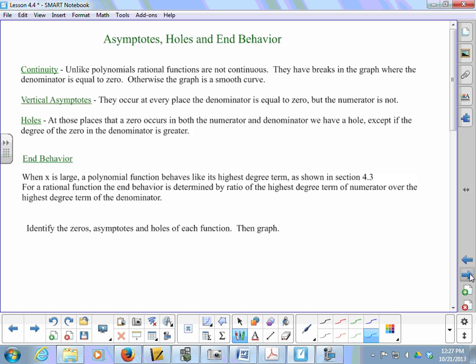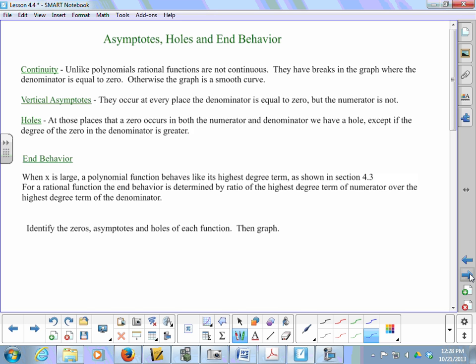Now, we have some vocabulary we just need to talk about. Continuity. Unlike polynomials, rational functions are not continuous because there are places where the denominator is equal to 0, and so the graph cannot continue to move from left to right, because at some point there's going to be a break in the graph. Otherwise, the graph is a smooth curve. So otherwise, it is like a polynomial except for where the denominator is 0.